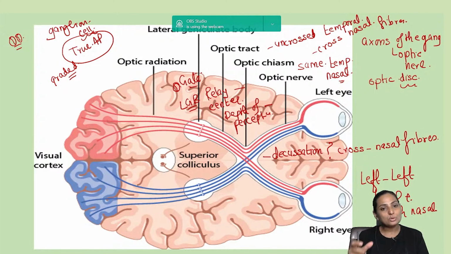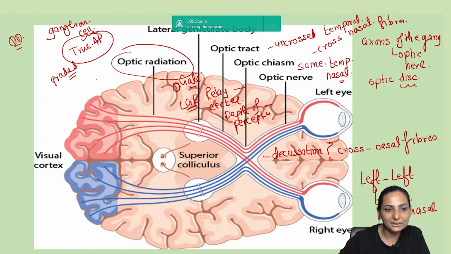That means it controls the amount of impulses that should reach the cortex. So the lateral geniculate body acts as a relay center, helps in depth perception, and acts as a gate controlling the impulses reaching the visual cortex. Now you can see that these are in the form of radiations, and therefore this is called the optic radiations, or also called the geniculocalcarine tract.